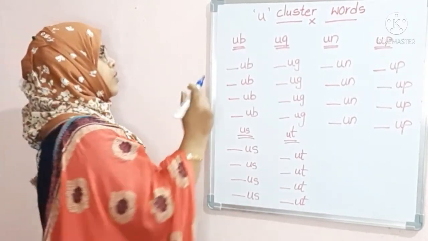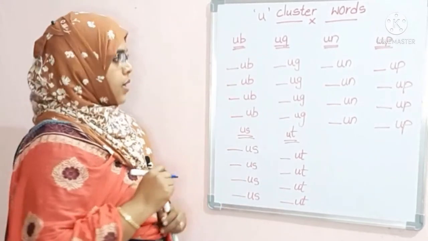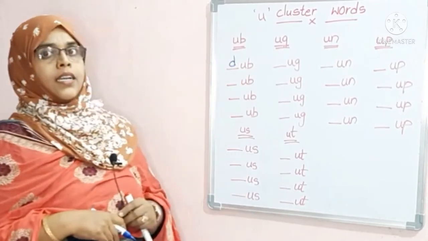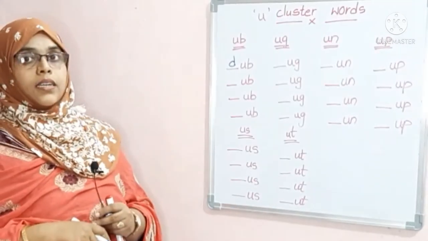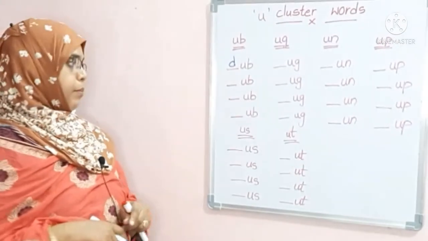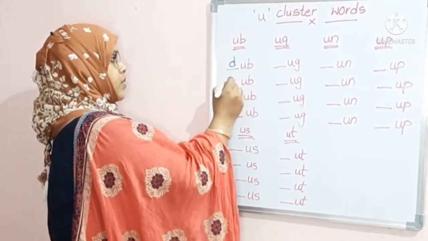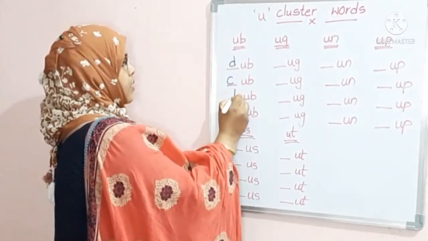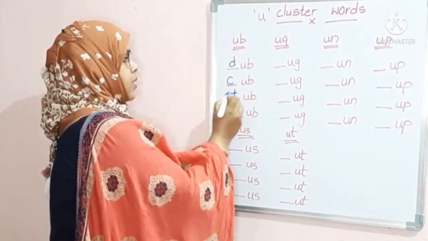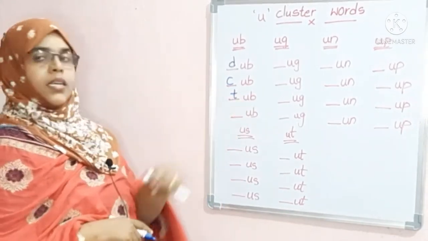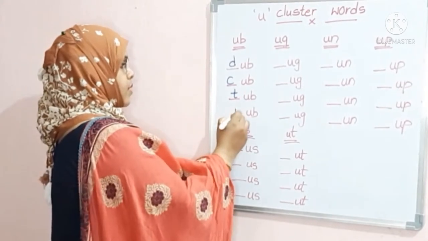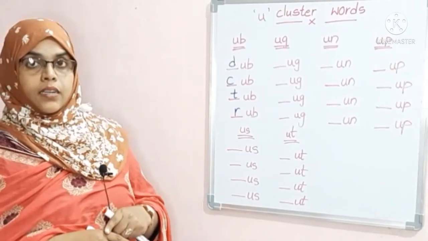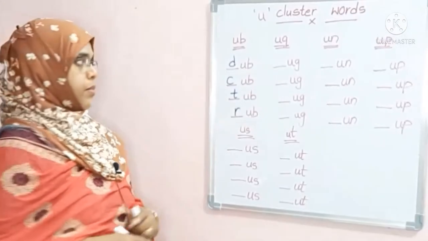Now to this UB cluster, if I am adding letter D, what is the sound of letter D? D, UB, DUB. C, K, UB, CUB. T, sound of T, T, UB, TUB. This is letter R. What is this letter? R, sound of R, UB, RUB.